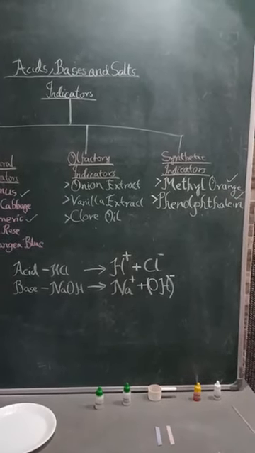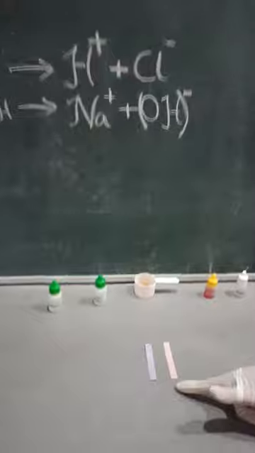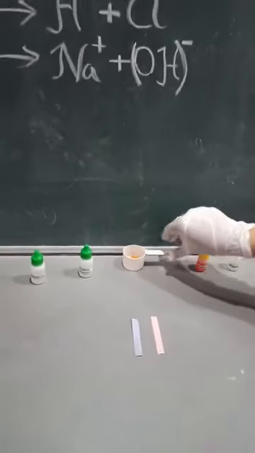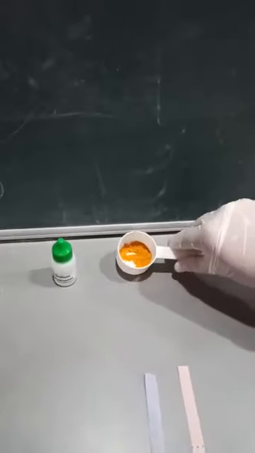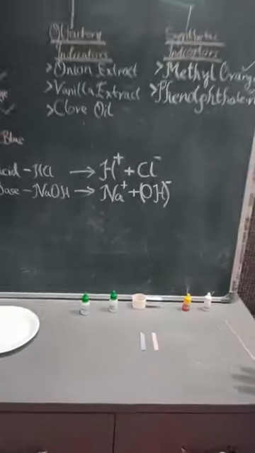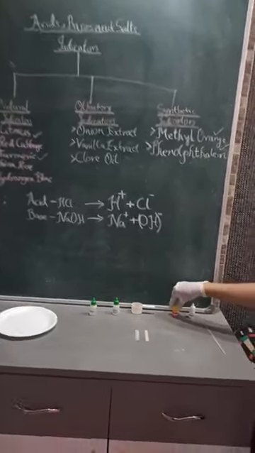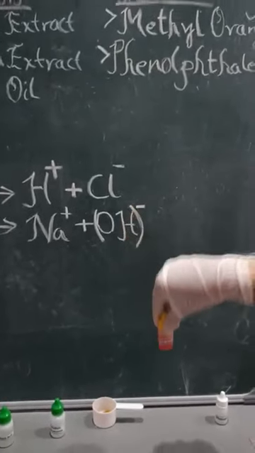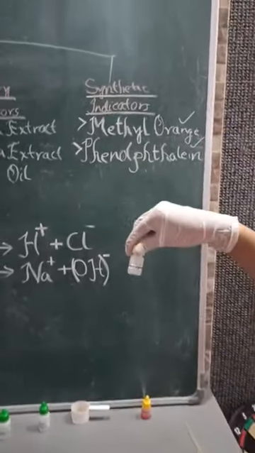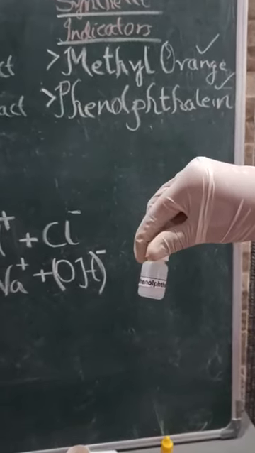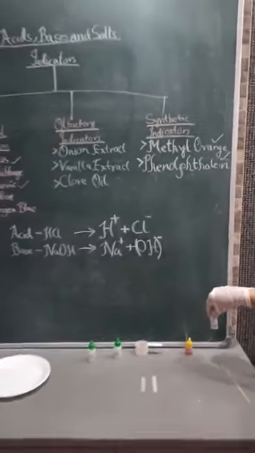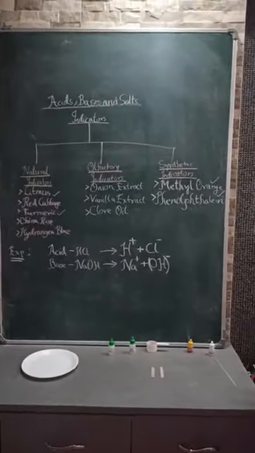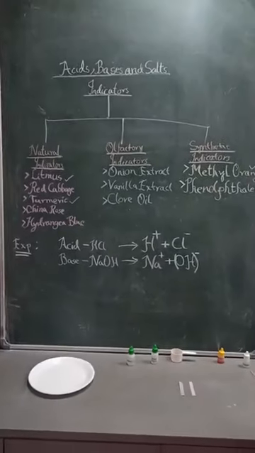The natural indicators I am using are blue and red litmus paper, and another one is turmeric. The synthetic indicators I am using are methyl orange and phenolphthalein. So right now let's get into the experiment.